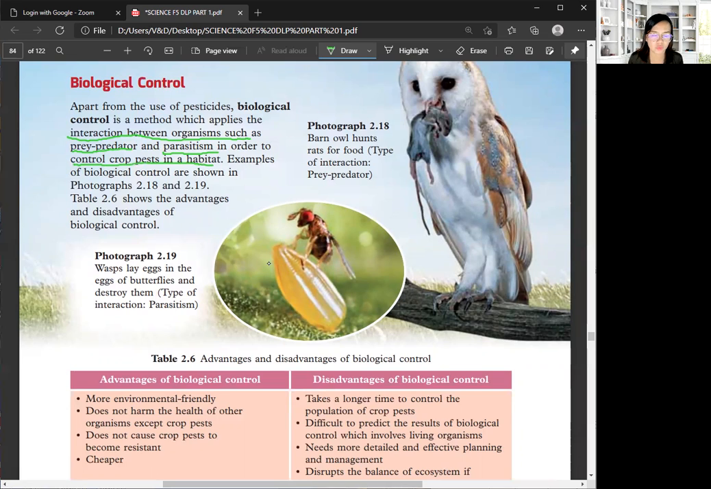Now, for example, we look at photograph 2.18. Barn owl hunts rats for food. So this helps to control the population of rats if we have this owl. And next one in photograph 2.19. These wasps lay eggs in the eggs of butterflies and destroy them. So this is another type of parasitism that controls the population of pests.